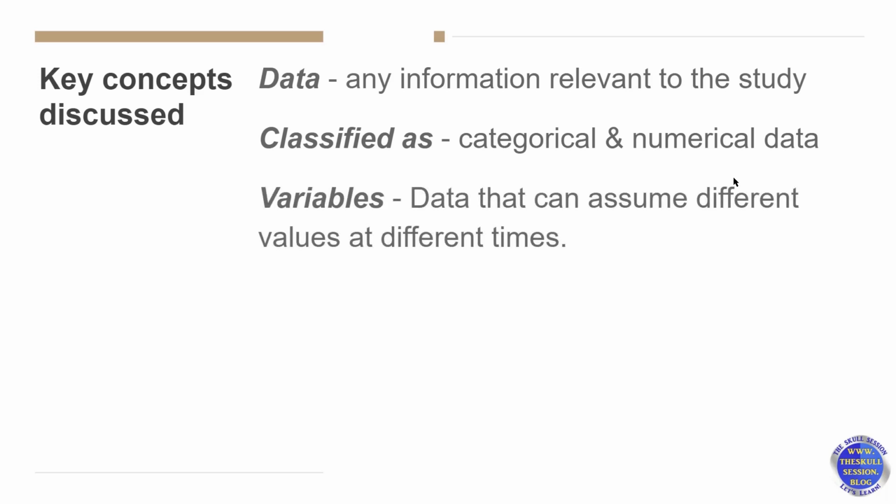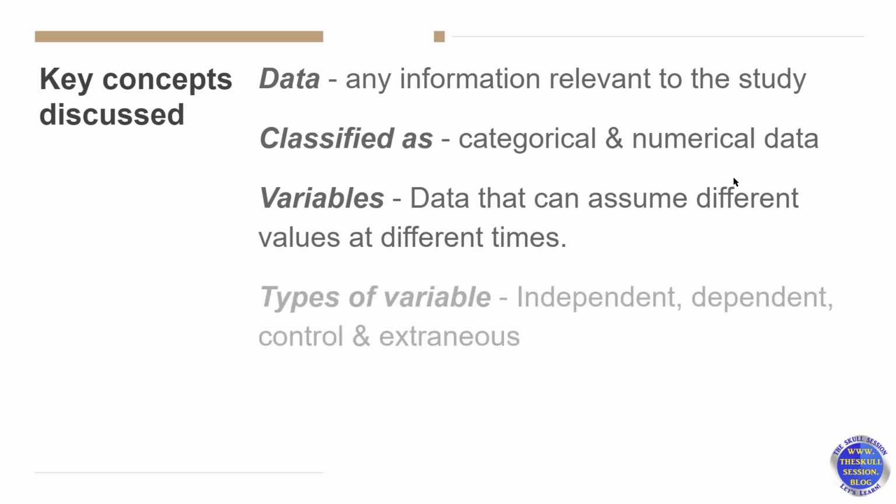The next important concept that we have learned is variable. Variables are data that can assume different values at different times. And there are different types of variable such as independent variable, dependent variable, control variable, and extraneous variable. Apart from these types, the variable can be broadly classified as discrete variable and continuous variable according to its nature. Understanding the types of variable is a foundation stone for creating a very good plan of research.